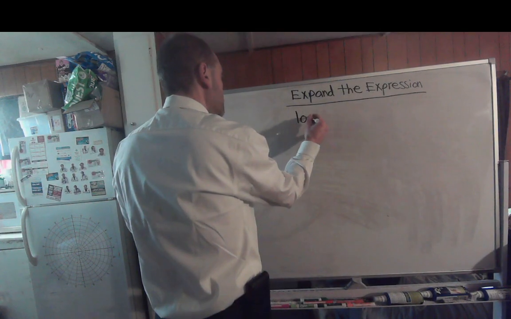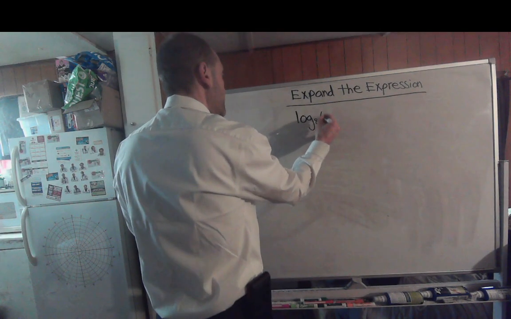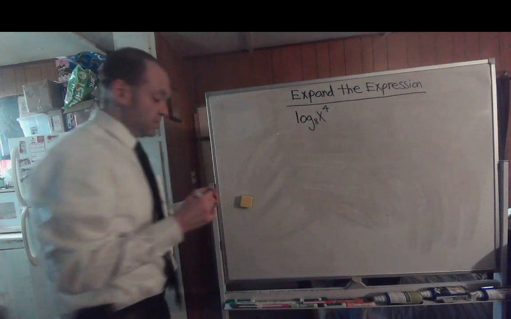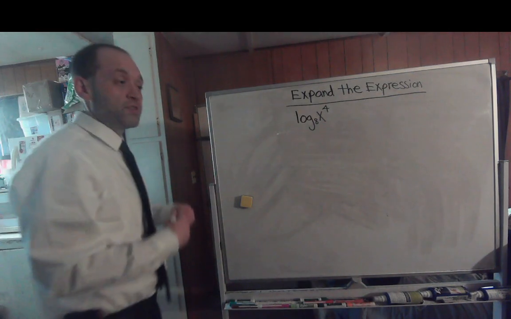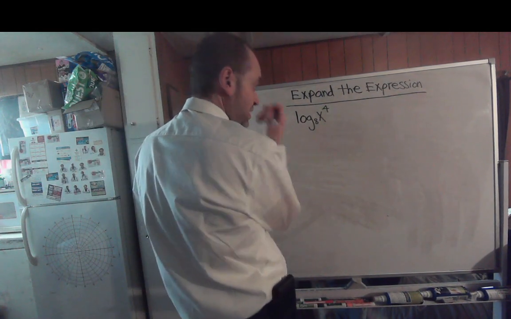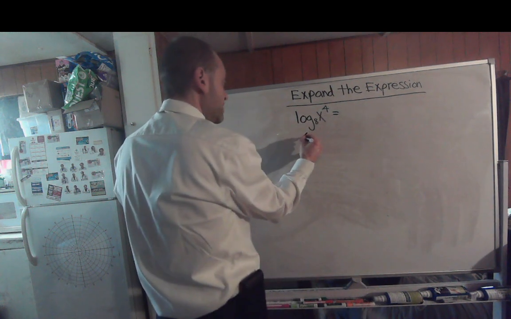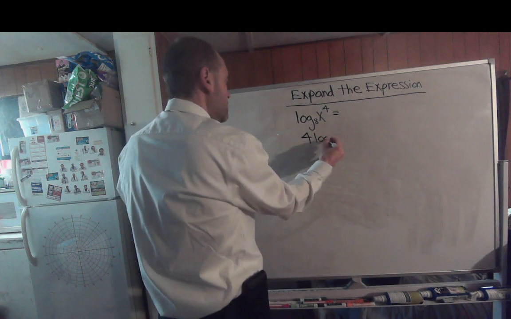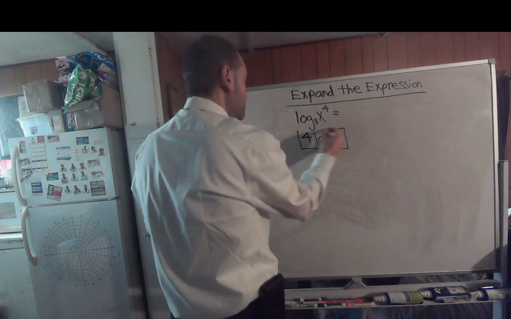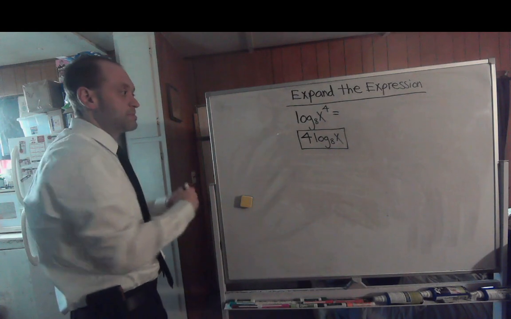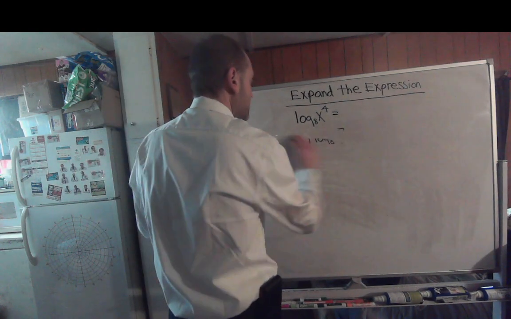Alright, log base 8 of x to the 4th. Well, all we have going on here is a power rule, so this would just turn into 4 times log base 8 of x, and there's really nothing else we can do with it.